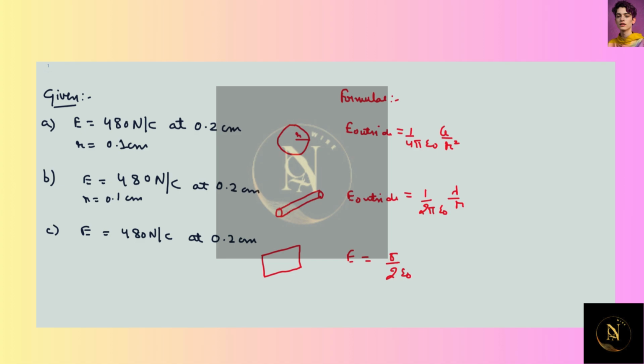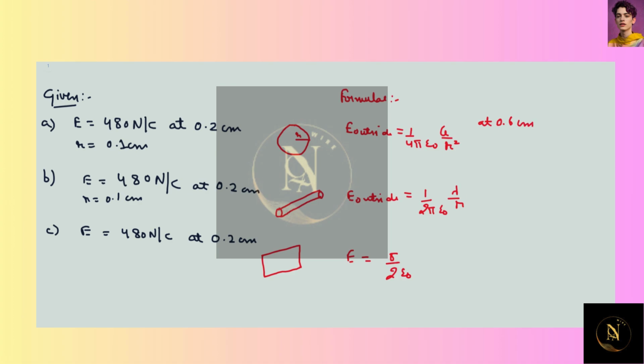In part A we are given a sphere having radius 0.1 centimeter, and we are given the electric field at 0.2 centimeter, having magnitude 480 newton per coulomb. We are asked to find the electric field at 0.6 centimeter.